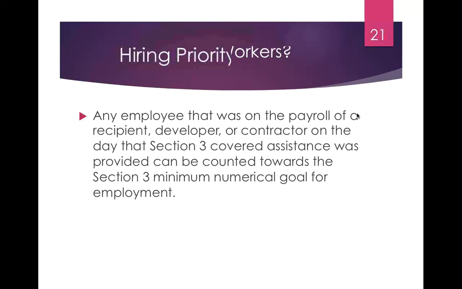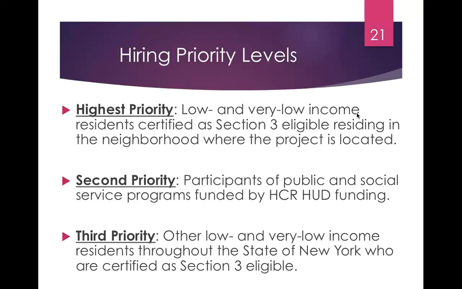Highest priority levels. Highest priority level, number 1, goes to low and very low income residents certified as Section 3 qualified residing in the neighborhood where the project is located. Second priority, participants of public and social service programs funded by HCR HUD funding. Third priority, other low and very low income residents throughout the state of New York who are certified as Section 3 qualified.